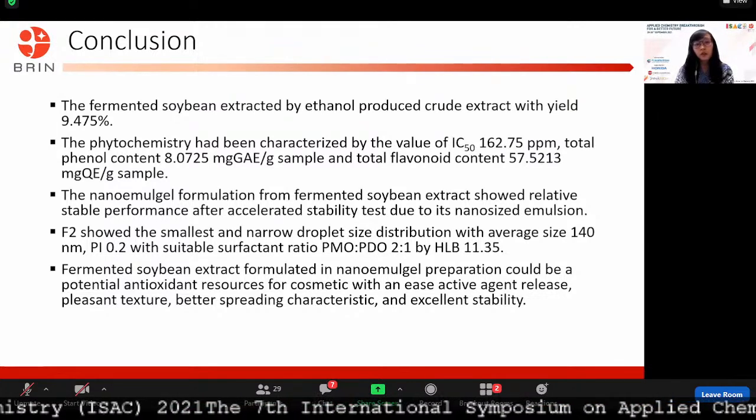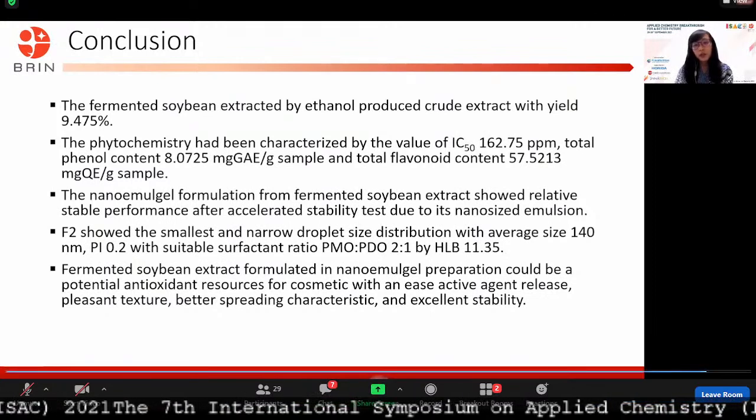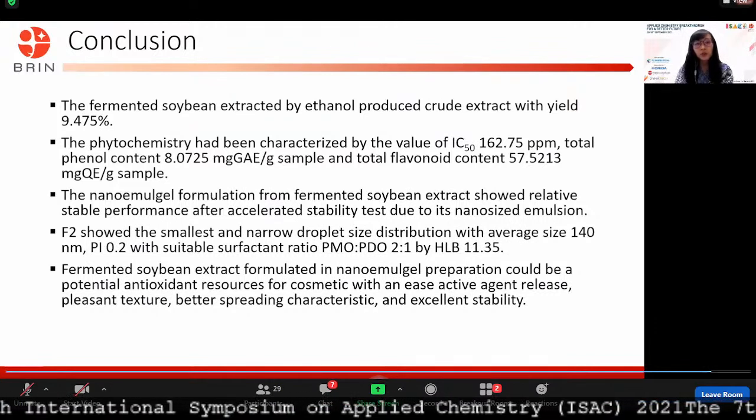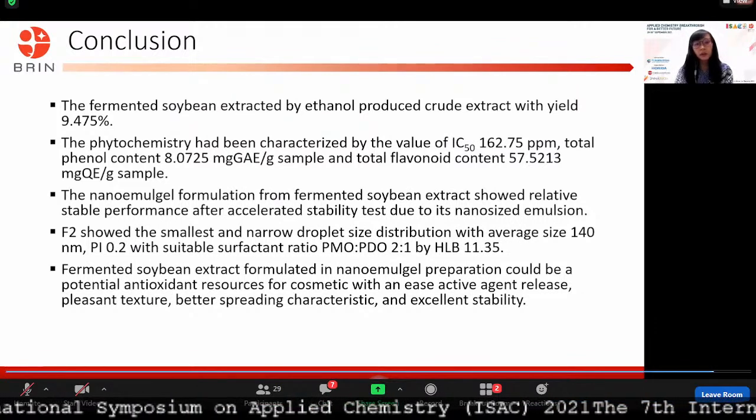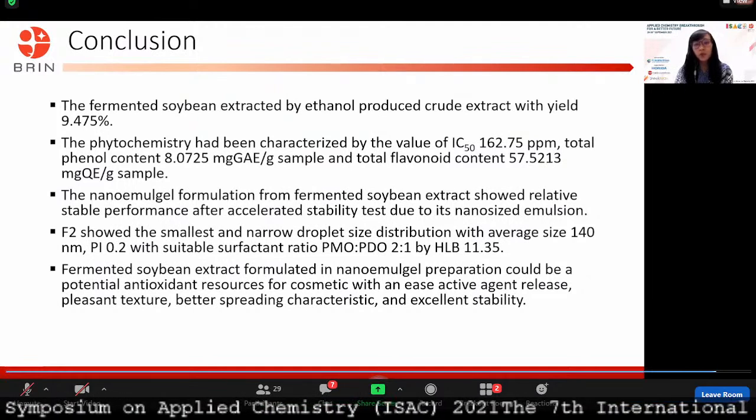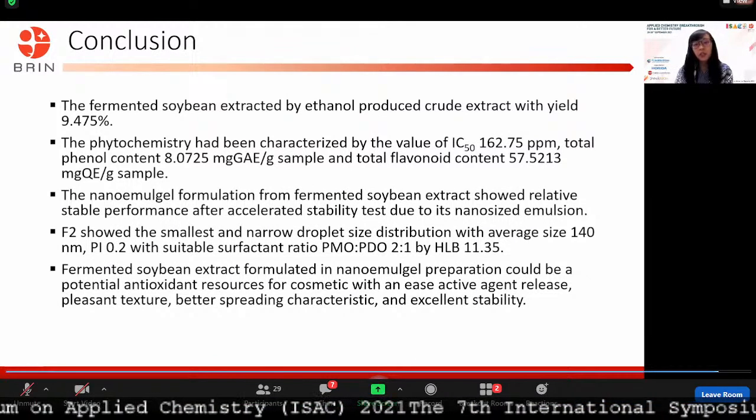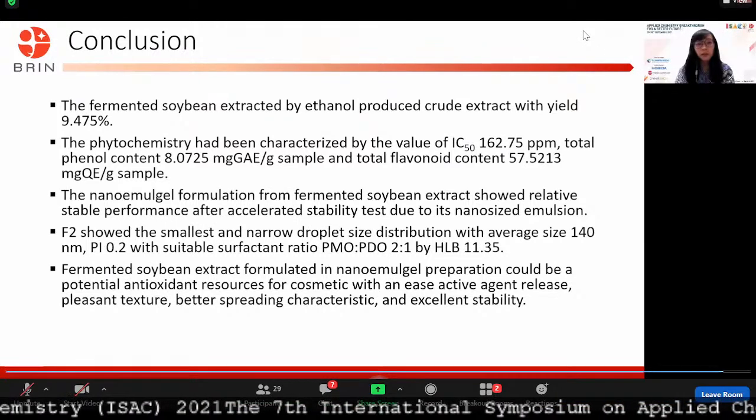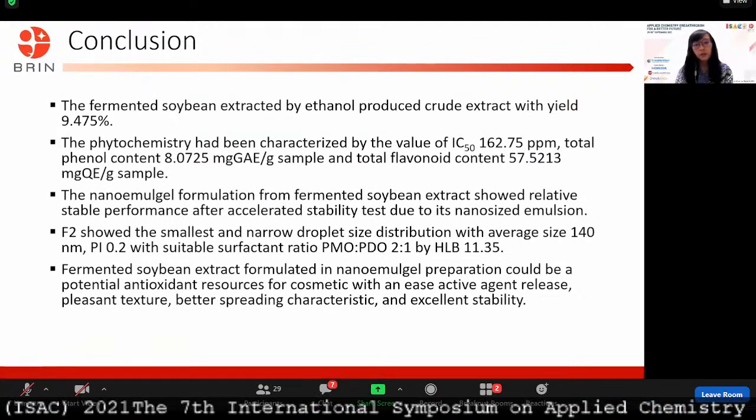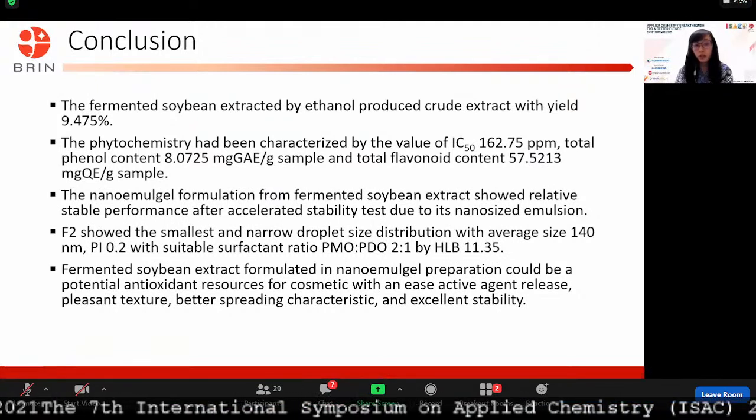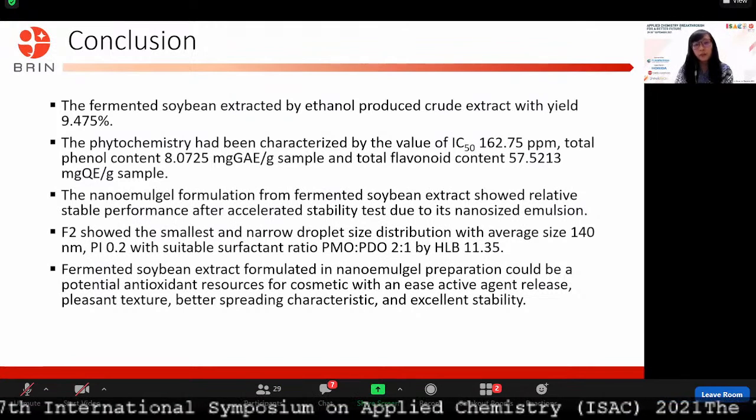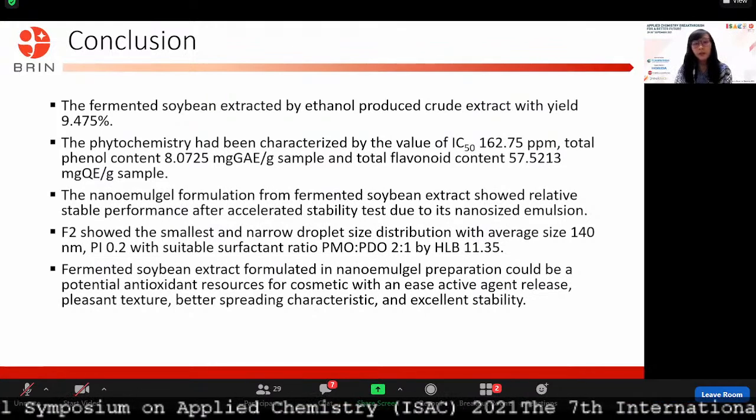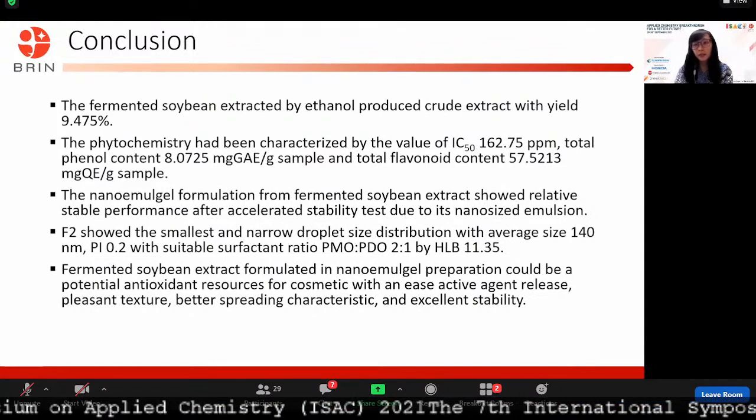F2 showed the smallest and narrowest droplet size distribution, with an average size of 140 nanometers, PI 0.2, with a suitable surfactant ratio PMO/PDO 2/1 by HLB 11. Fermented soybean extract formulated in a nano-emulgel preparation could be a potential antioxidant resource for cosmetics, with active agent release, pleasant texture, better spreading characteristics, and external stability.